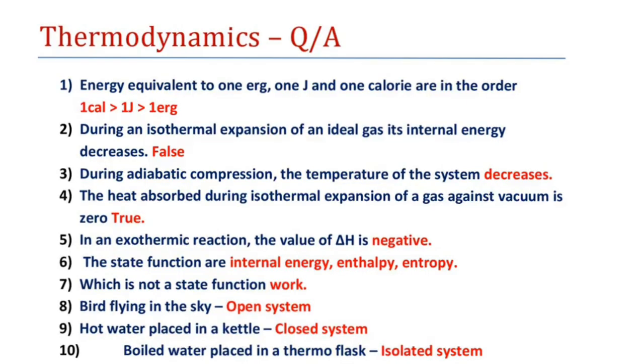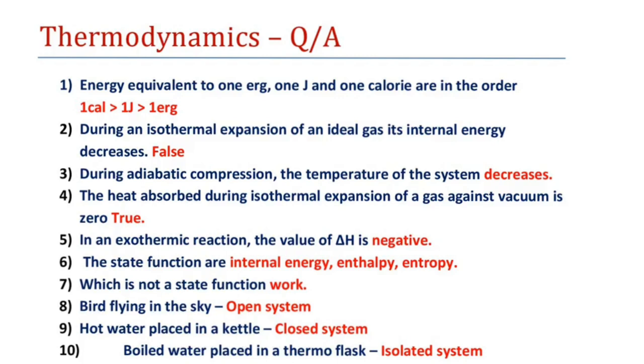Thermodynamics. Energy equivalent to 1 erg, 1 joule and 1 calorie are in the order 1 calorie is greater than 1 joule is greater than 1 erg. During an isothermal expansion of an ideal gas, its internal energy decreases. False. During adiabatic compression, the temperature of the system decreases. The heat absorbed during isothermal expansion of a gas against vacuum is zero.